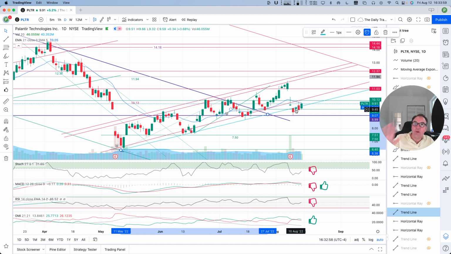Even if you find a great company, you need to figure out in what kind of pattern is it. Is it in a downtrend? Is it in an uptrend? Is it in a congestion zone? You need to know that to time your entry. And eventually you need to time your exit at some point.